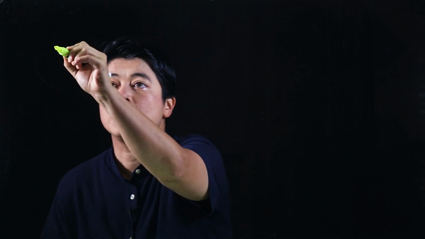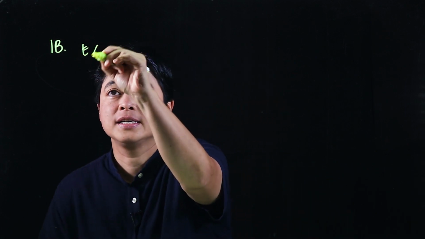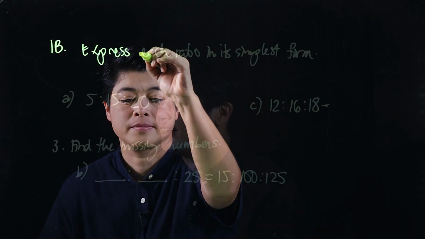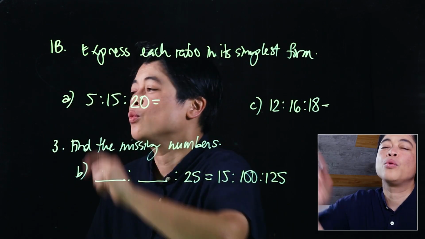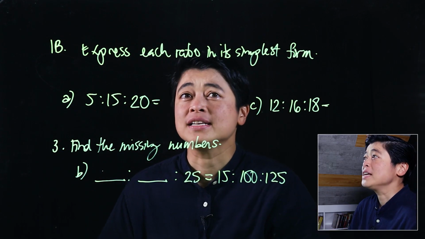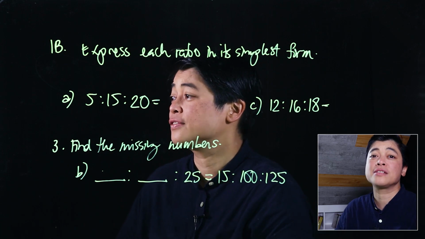Okay, so we will begin with pages 129 and 130. These are the pages where I will be getting our exercises. Now looking at 1B, it says express each ratio in its simplest form.